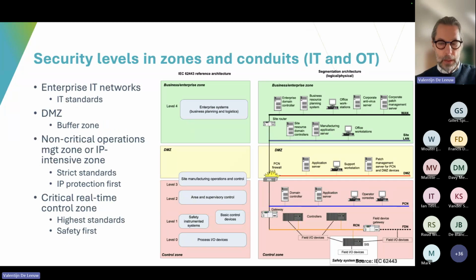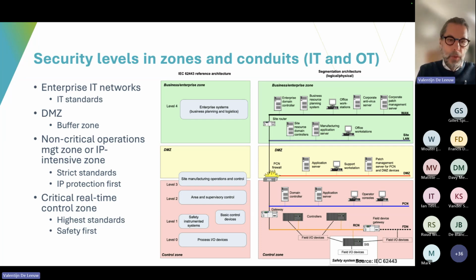So here is a networking example on premises. So the higher level are the enterprise IT networks, and we have the usual IT security, and it needs to stay that way. That's of course very good, but for our manufacturing equipment, it's not good enough, and we need to separate the networks from each other using a firewall.